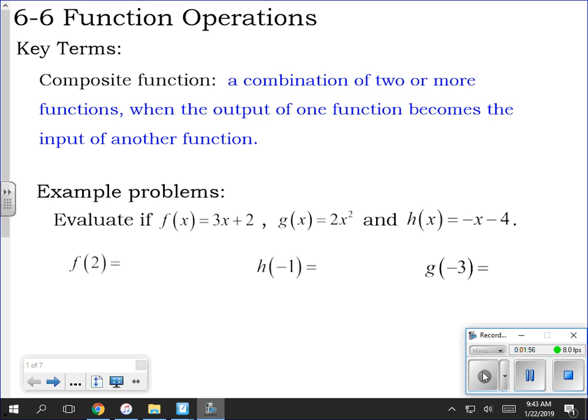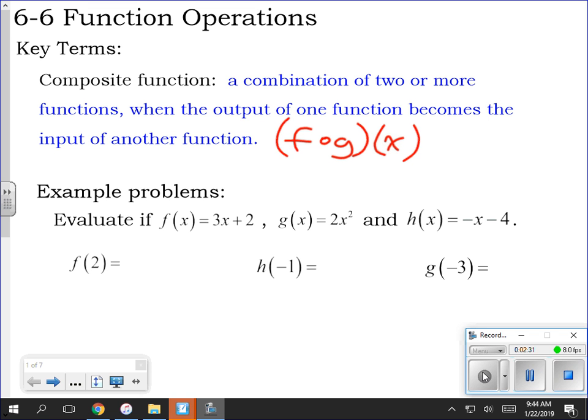Composite functions are a combination of two or more functions where the output of one function becomes the input of another function. With composite functions, you are taking one function and sticking it inside the other. There are two notations used for composite functions. We say f composed of g. It's a little open circle. You will see it in your notes, and you'll see it when we get to it here. It looks like a little degree symbol.